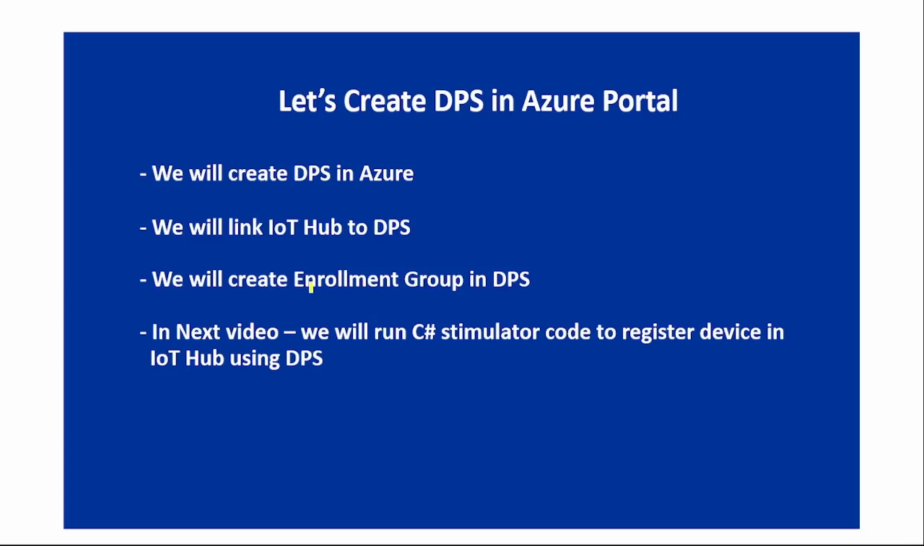Hello guys, in this video we will create DPS, that is device provisioning service in Azure. Then we will link IoT Hub to this DPS. We will create enrollment group in DPS, and in our next video we will run C# simulator code to register device in our IoT Hub using this DPS. And now let's go to the Azure portal.